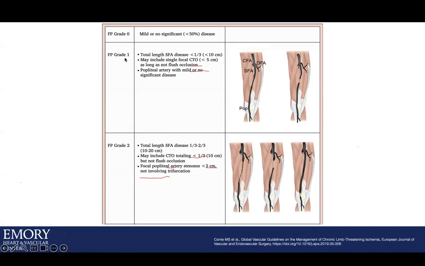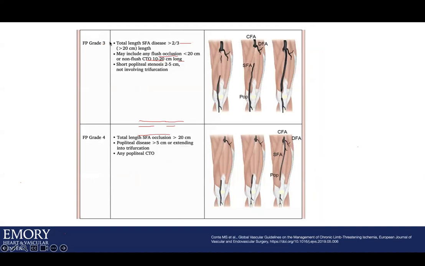If you have a short lesion in the SFA, that's grade 1. If you have a long SFA disease, that's grade 2. Or if you have a short CTO, or if you have a short popliteal lesion, that's grade 2. And then grade 3 and 4, basically, the longer the lesion, the higher the grade. I'm not asking you to memorize these things because there are tools to help you, and I'll show you at the end how to calculate these things.